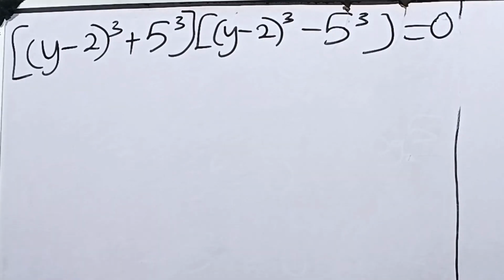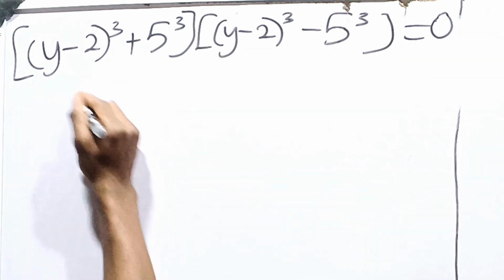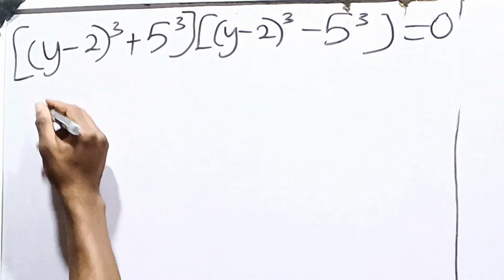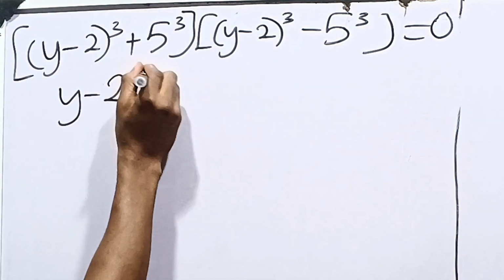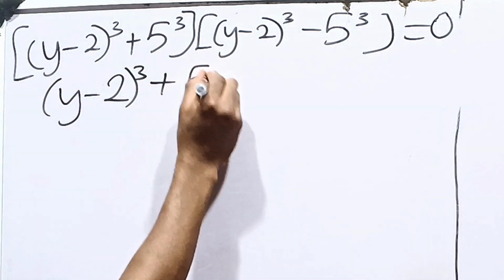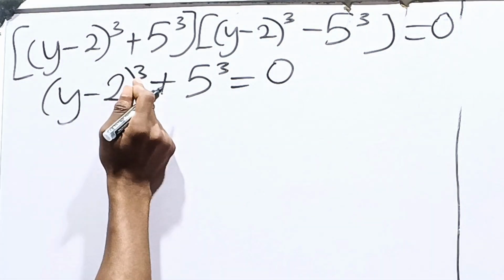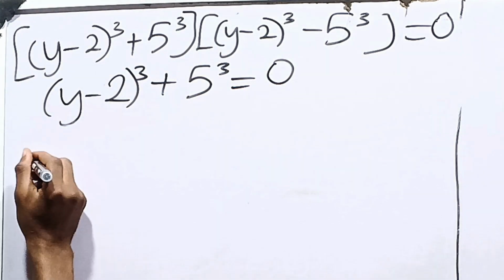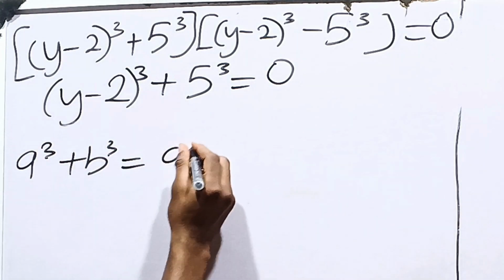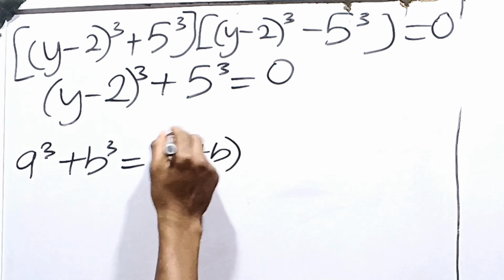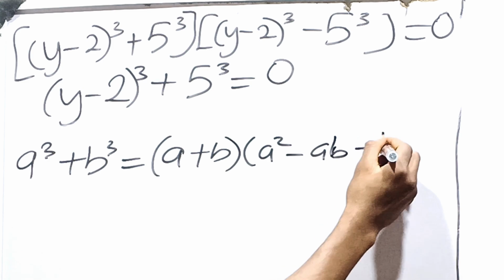Now moving on from here, when the product of two factors is equal to 0, it's either the first one is equal to 0. So if this and this multiplied give us 0, it's either that this first bracket is equal to 0. So y minus 2 raised to the power of 3 plus 5 to the power of 3 is equal to 0. Moving on from here, you can see that this is the sum of two cubes. So using the law of sum of two cubes, if you have a cubed plus b cubed, it is going to be equal to a plus b into a squared minus ab plus b squared.